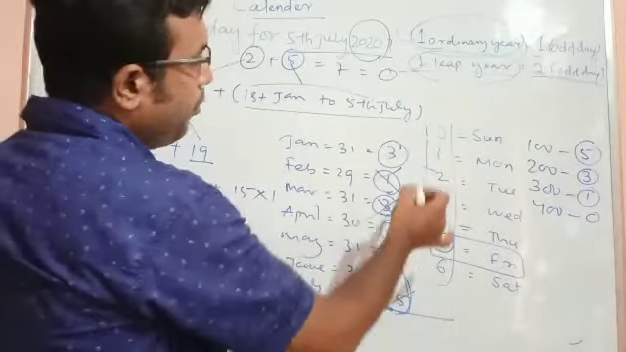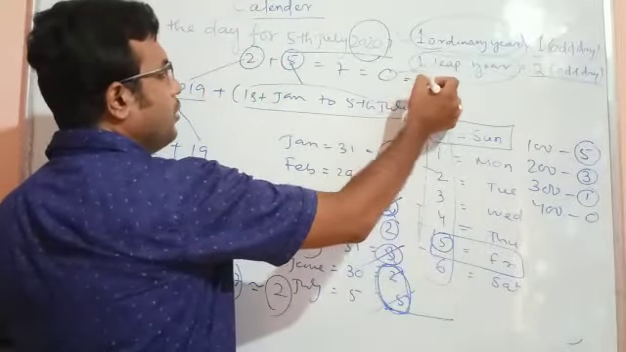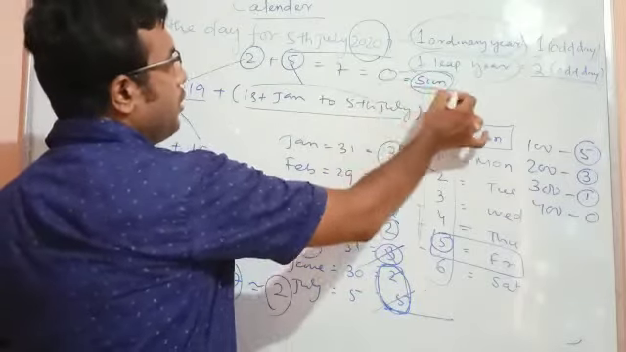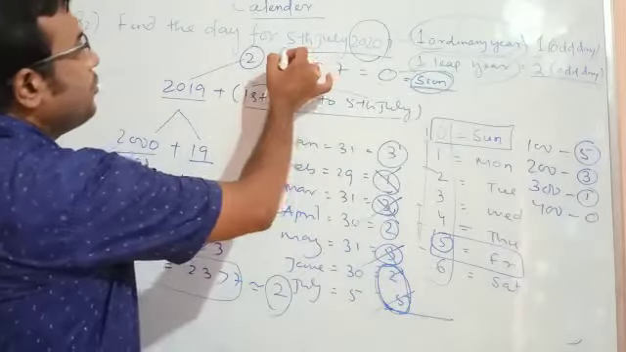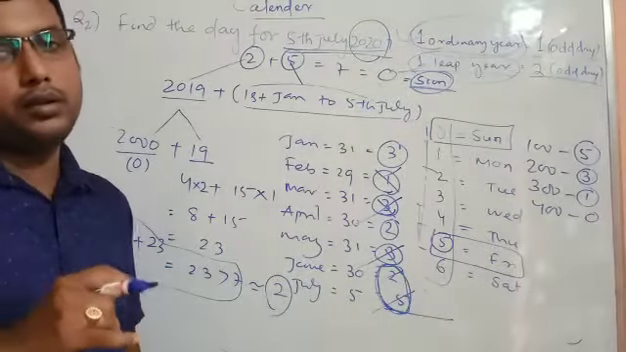0. So 0 means Sunday. The code for Sunday is 0. So 0 means Sunday, right? That means 5th July 2020 is a Sunday. So the answer is Sunday.